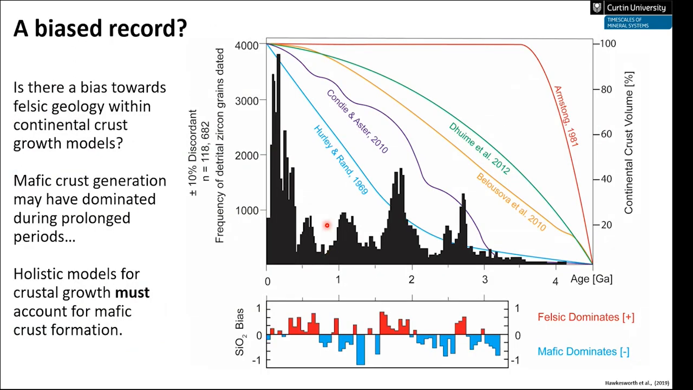So does this mean that we potentially have a biased record? Mafic crust generation may have actually dominated during times in Earth's history that are otherwise poorly represented by the zircon record. This is especially important since some estimates of crust growth suggest that up to 70% of present-day volumes were formed within the 3 to 3.5 Ga interval, when mafic crust may have actually been the dominant means of crust formation. So we need robust models that account for the whole spectrum of geological compositions, and we really need to develop a tool that can help us know when mafic crust was being formed and also when mafic crust was being extracted from the mantle.